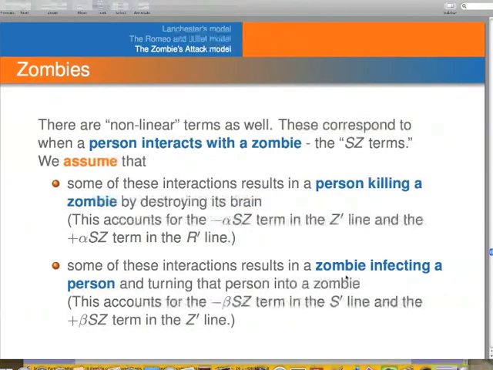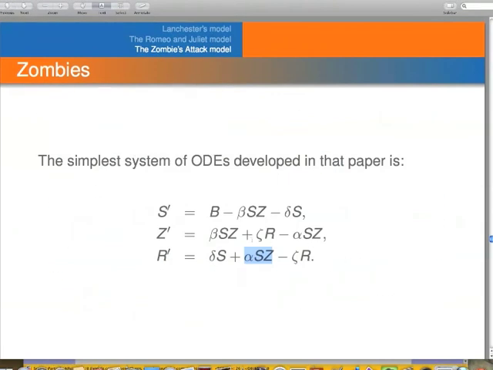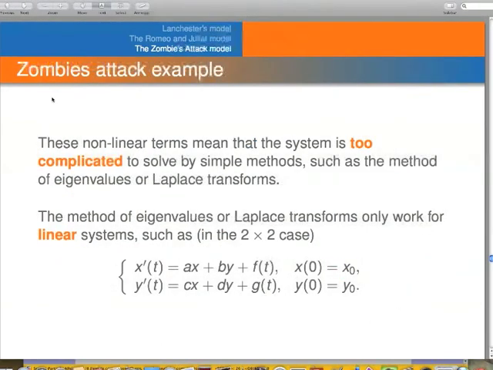And likewise, there's a probability that a zombie infects a person, and so when a zombie infects a person, that again is represented by this. So they bite the person, they get turned into a zombie here, and that removes them from this population. So it's a complicated system of differential equations, and it's nonlinear because of these interaction terms. One problem with nonlinear means that the methods like the method of eigenvalues and eigenvectors and Laplace transforms that we looked at before do not apply in this nonlinear case, unfortunately.